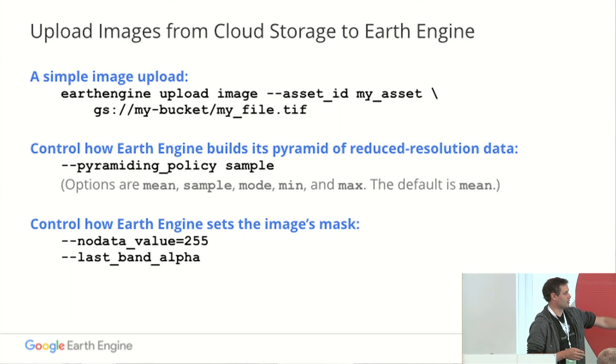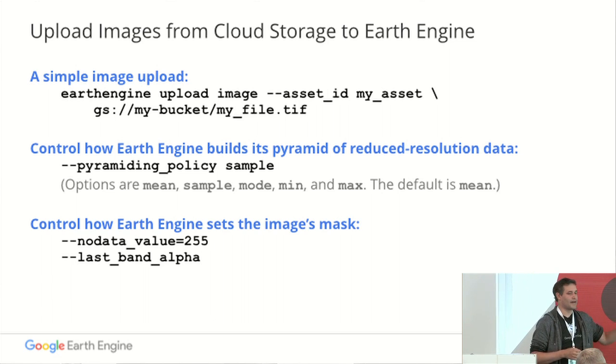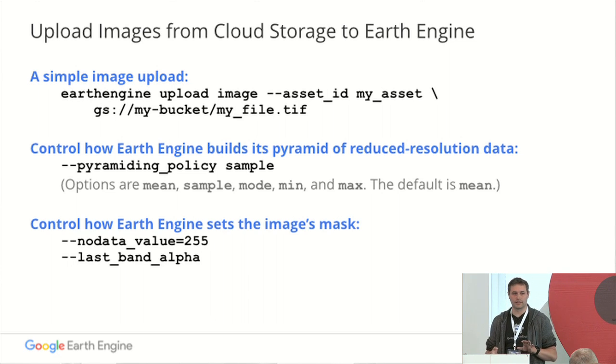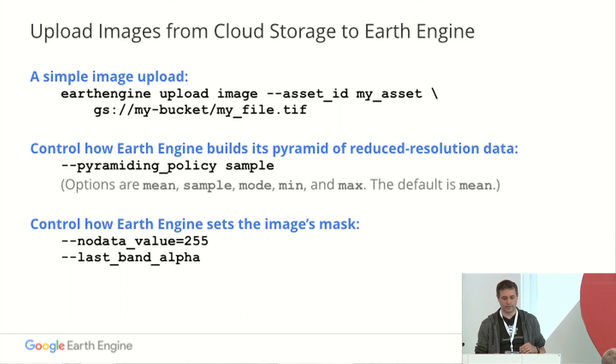And you can specify things like no data value, or the last band should be used as an alpha channel. And this lets you control the masks within earthengine that earthengine applies to your data.